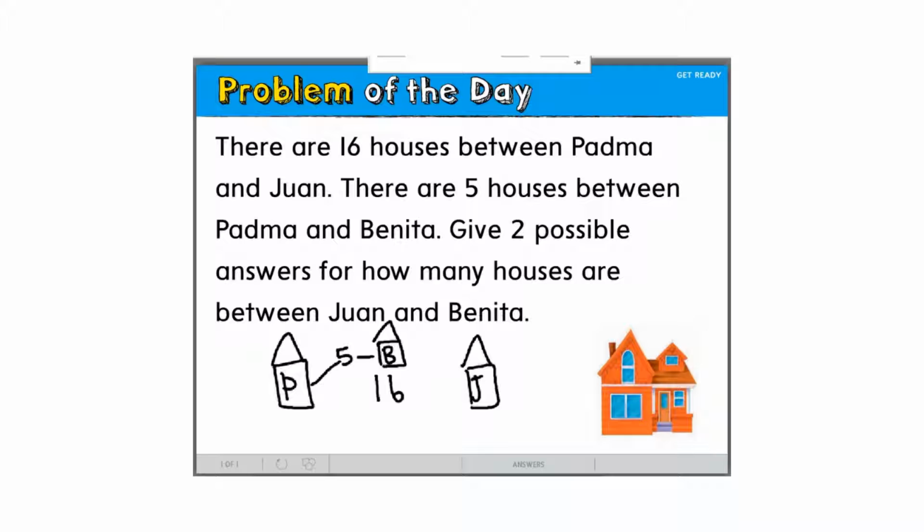Sometimes, how many houses are between Juan and Benita would be, who had 11 on theirs? Raise your hand if you had 11 as one of your answers. So if you had 11, that would be the other correct answer. Because Padma and Benita would be 5 houses in between. And if we minus that from 16, that would mean that there would be 11 houses in between those two. So 16 is the total. If there was 5 here, then that would leave 11 to be here.